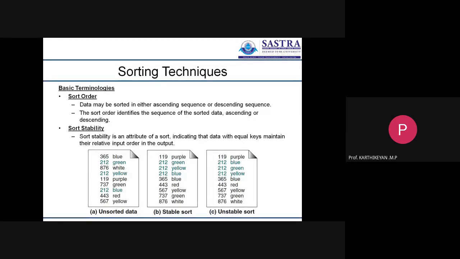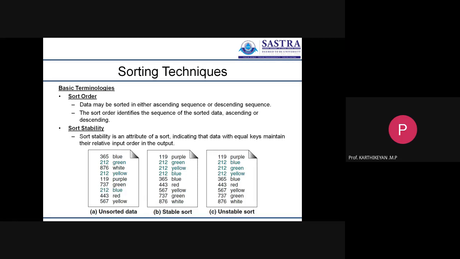In the given example, if you check 212, the key value appears in three places. In the input data, green appears first, yellow second, and blue third. In the second, the sorted data, it is a stable sort. Why do we call it a stable sort? In the input order, the data with the same key appear in a certain order, and the same order is kept here: green, yellow, blue. The input is also green, yellow, blue.